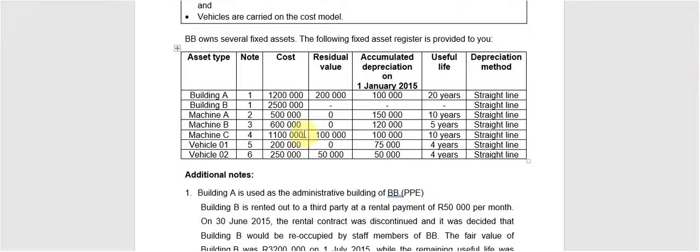So for machine C, it was a 1.1 million rand cost. It has a residual value. This asset is kept as PPE, so it is not an investment property. We are not told that it is rented out, so therefore the residual value will be taken into account. They tell us the accumulated depreciation at the beginning of the year is 100,000. It has a useful life of 10 years, and a straight line method is used to depreciate it.